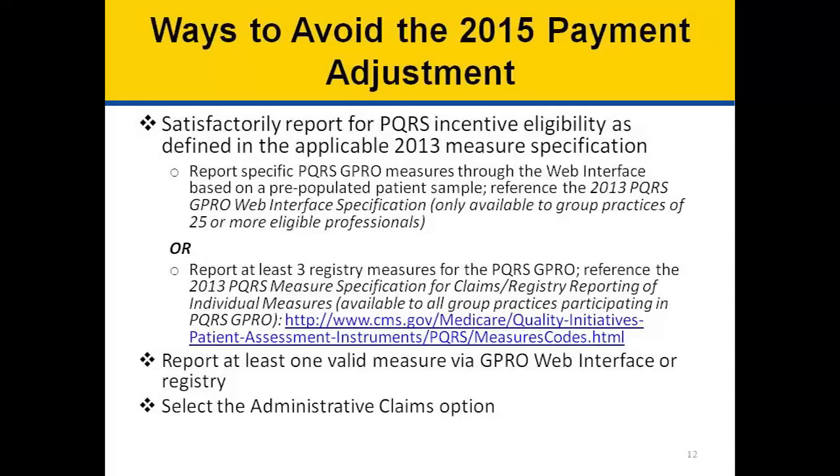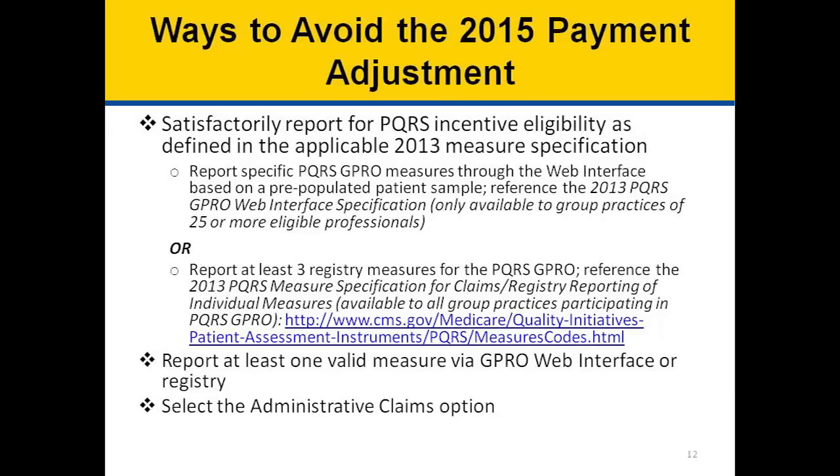Ways to avoid the 2015 payment adjustment. Satisfactorily report for PQRS incentive eligibility as defined in the applicable 2013 measure specification. Report specific PQRS GPRO measures through the web interface based on a pre-populated patient sample. Reference the 2013 PQRS GPRO Web Interface specification, which is only available to group practices of 25 or more eligible professionals. Or report at least 3 registry measures for the PQRS GPRO. Reference the 2013 PQRS measure specification for claims/registry reporting of individual measures. This is available to all group practices participating in PQRS GPRO.